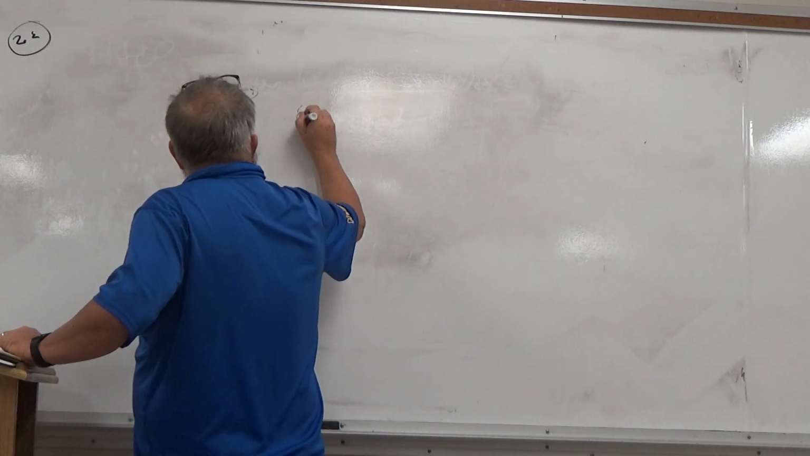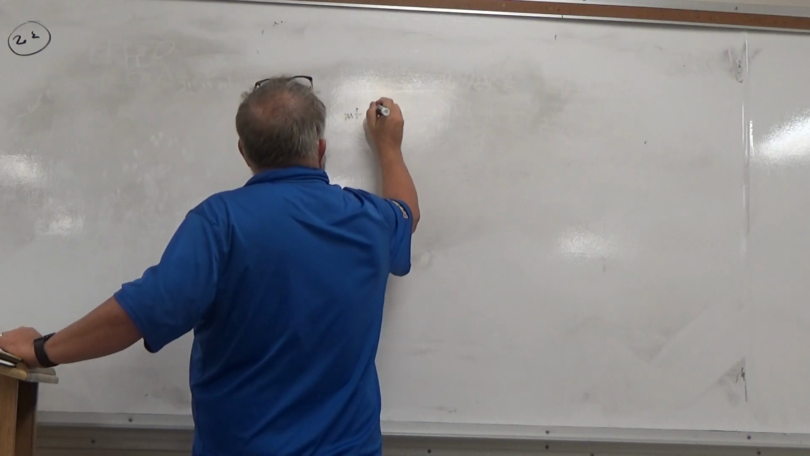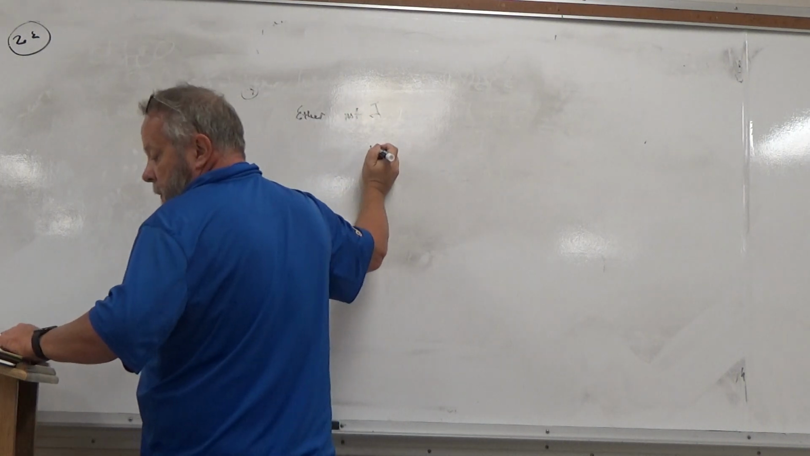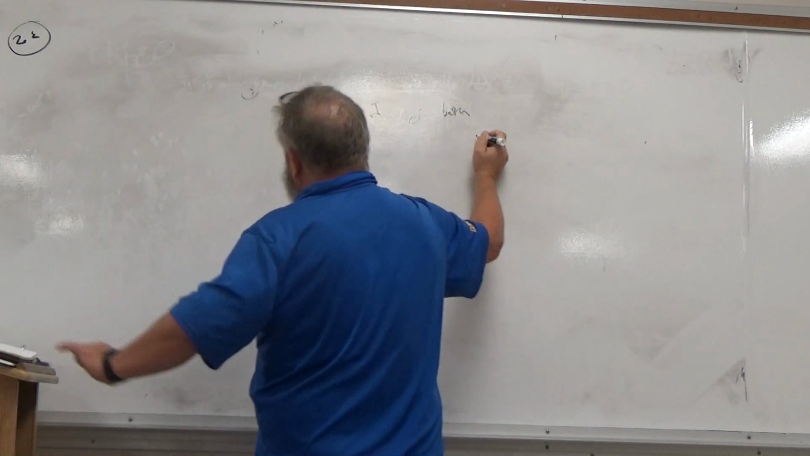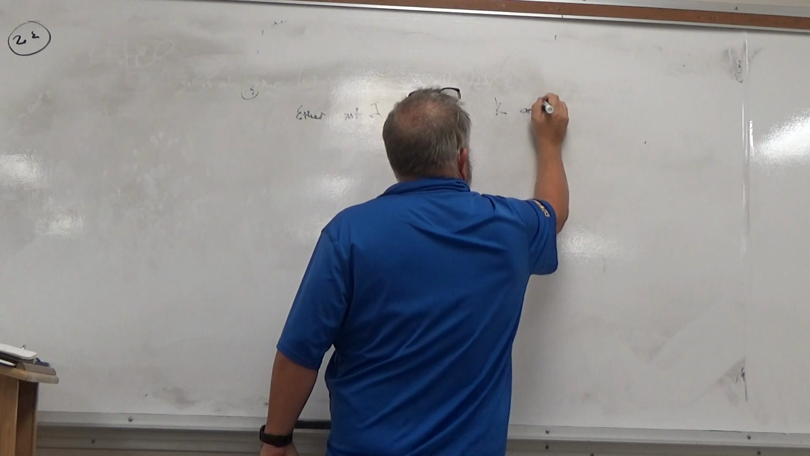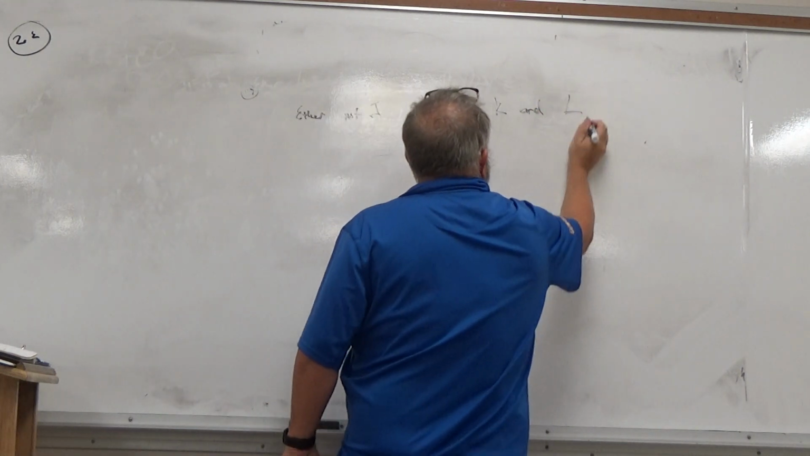Okay, so let me do 17. It says either not J or both K and L. Okay.